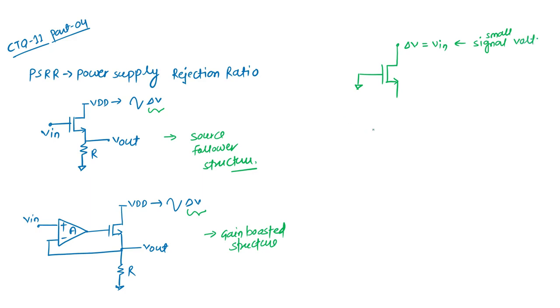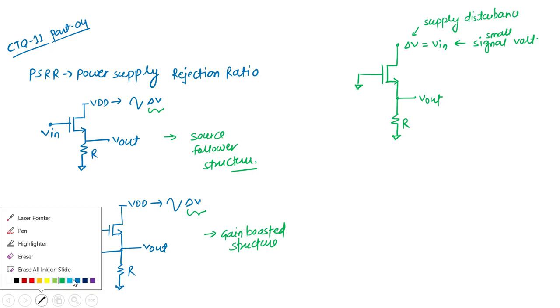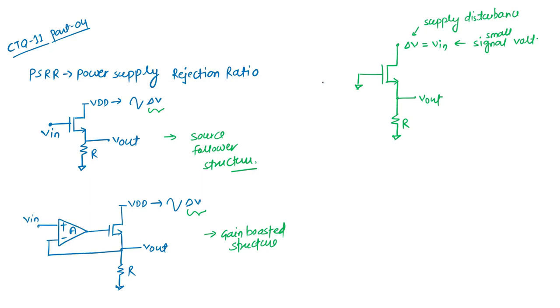So we have to do the simple analysis that we do for any gain block. Overall, we have to calculate the gain from del V to V out, where del V is the supply perturbation, or supply disturbance. To calculate this gain, I always consider my ID expression, which is nothing but the current from drain to source.